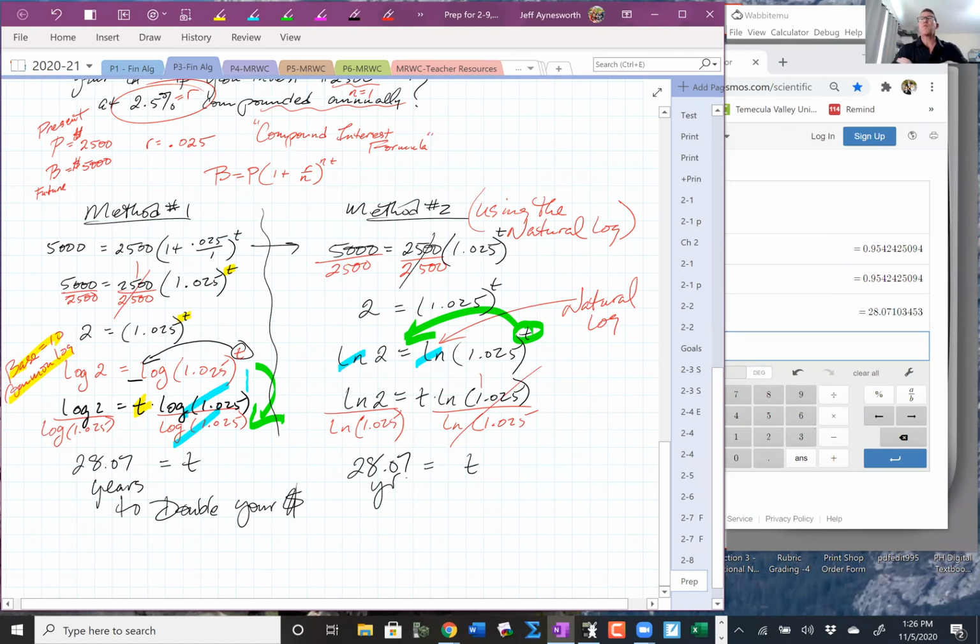That's true, Kylie, but what else? They both equal 28.07 years. We get the same result. On the left, we use base 10. On the right, we use base E, the natural log.